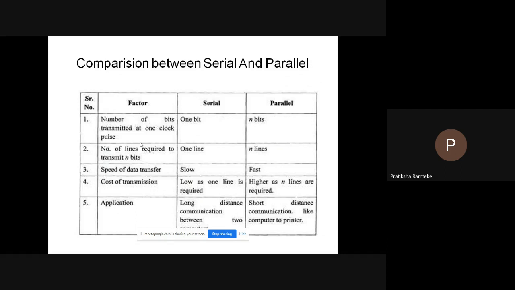Cost of transmission. In serial, the cost of transmission is low because only one communication channel is used, and in parallel we use n communication channels, so the cost of parallel transmission is higher as compared to serial. Application. Serial transmission is used for long distance communication, and parallel transmission is used for short distance.